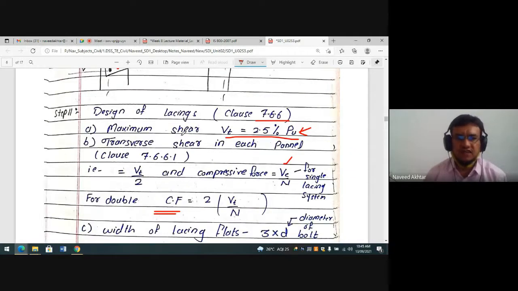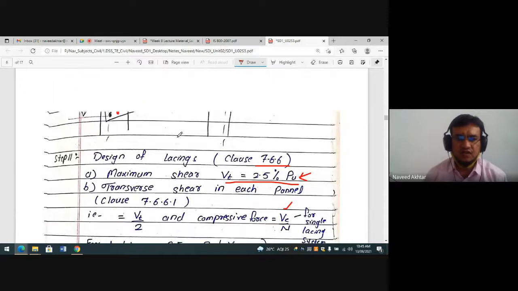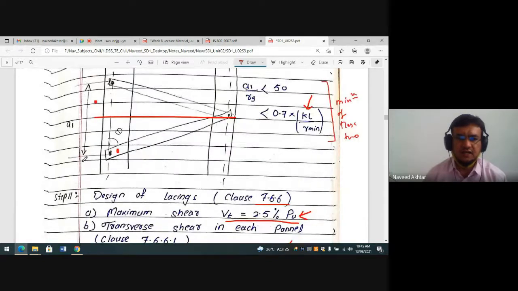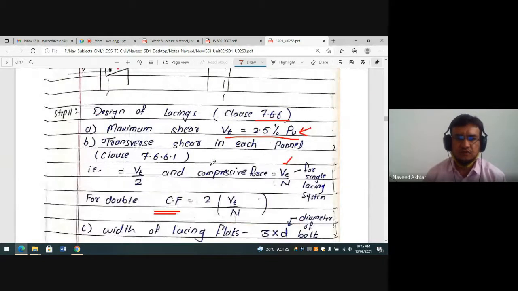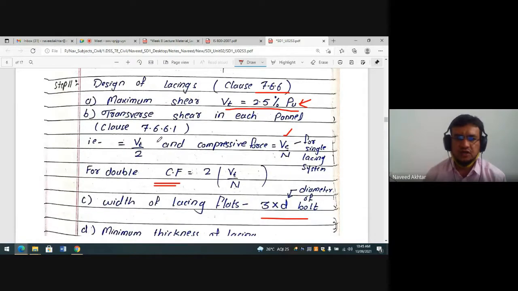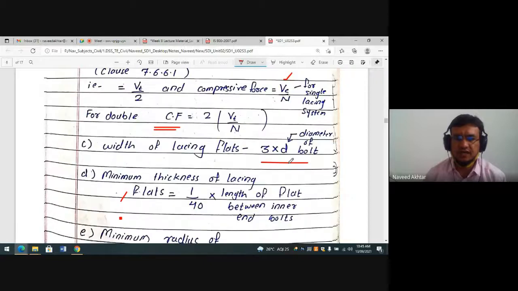Then design of lacing bar. Now we know the length, we know the A, all this value we know. So design of lacing bar, maximum shear force Vt is 2.5% of Pu, Vt by 2. The compressive force Vt upon N.